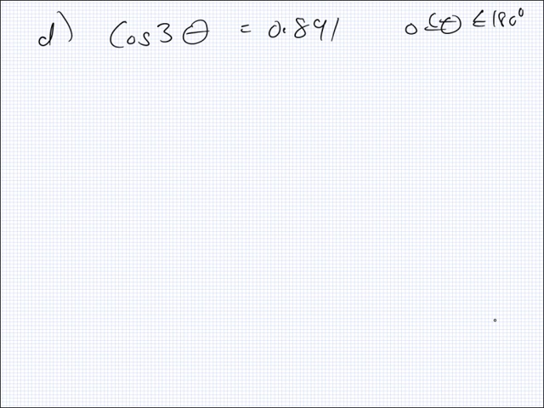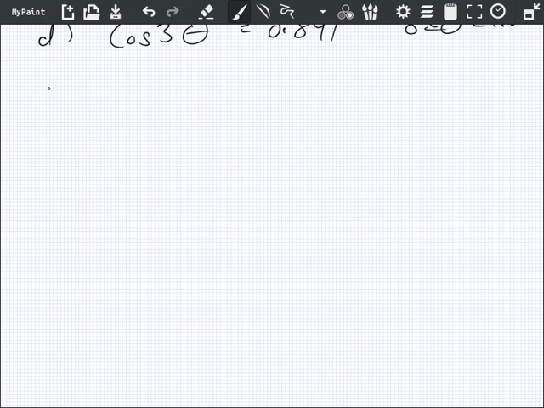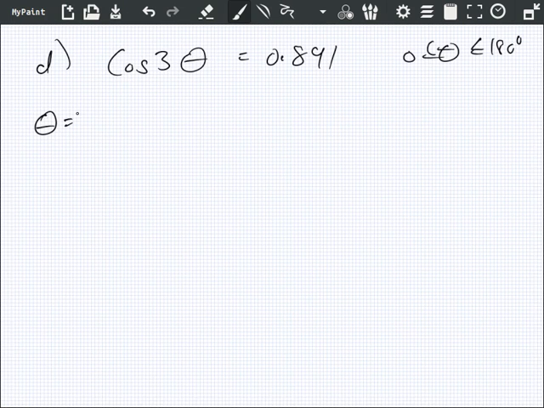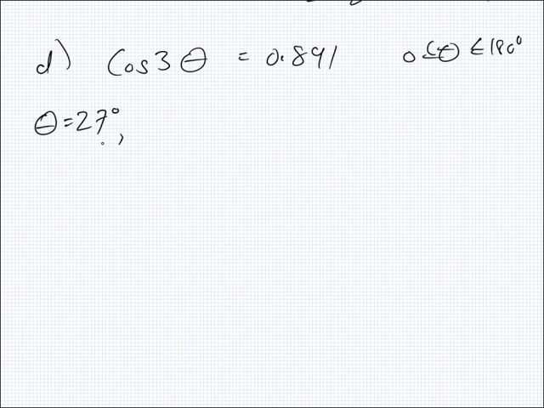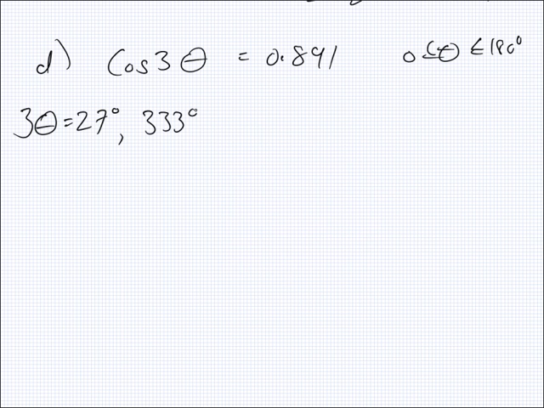Let's look at this. So first, you know the story. Shift cos inverse 0.891. 27. So 3 theta equals 27. How do you get the second answer? For cos, 360 minus the answer, yeah. So 333. And then how do you generate, so there's up to 6 answers.